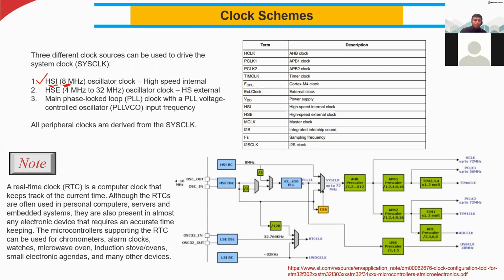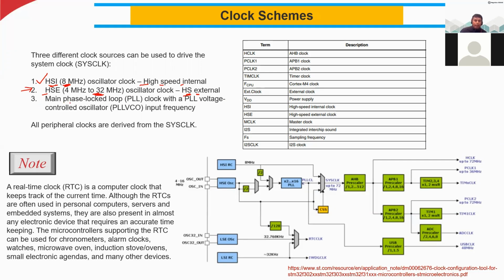And we also have the HSE clock, that is the high speed external clock. You can see here, this is the high speed internal clock, and this is the high speed external clock. The clock speed is 4 megahertz to 32 megahertz, depending on the microcontroller you are choosing. Here the maximum is 32 megahertz clock speed.